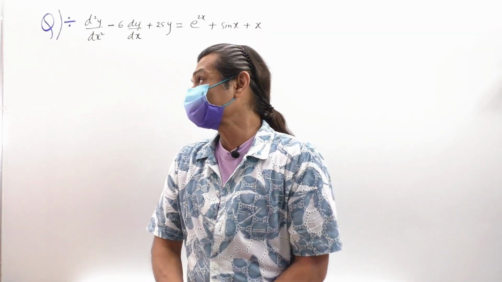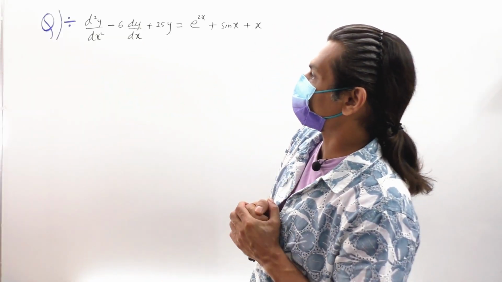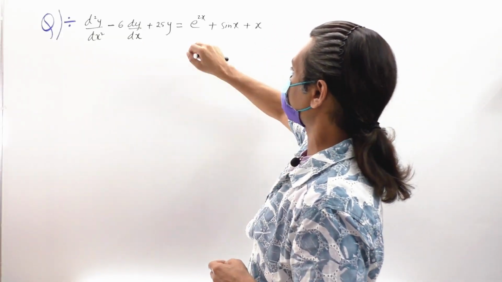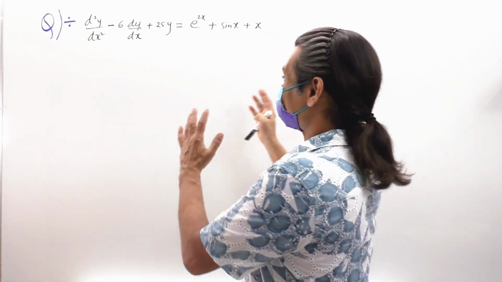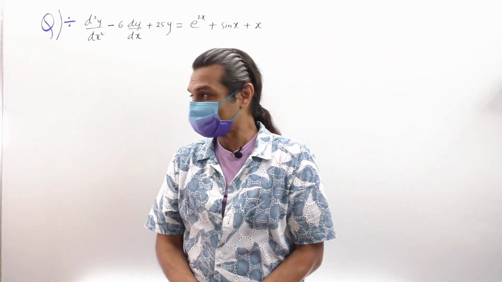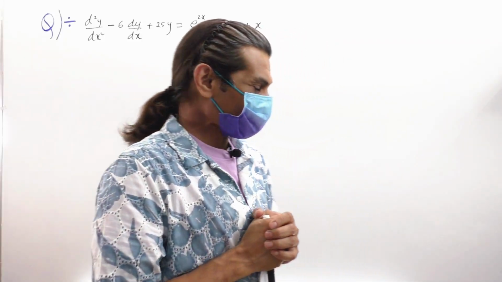We have one more interesting problem here. It says d square y by dx square minus 6 dy by dx plus 25y is equal to e raised to 2x plus sin x plus x. All the 3 types are there. Okay. So, let us solve this now in an easy way.